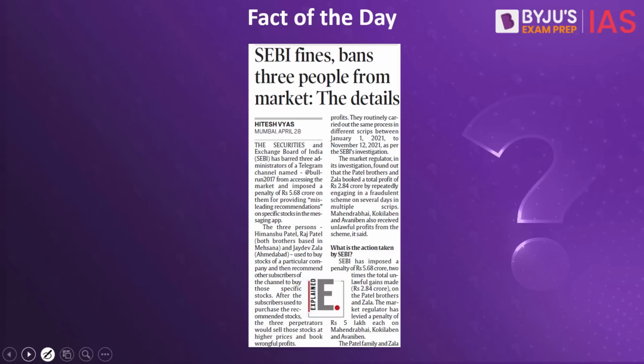The fact of the day for today's discussion is insider trading. Let us try and understand what this concept of insider trading in the stock market is. Before that, let me tell you what happened in this article. Most of us would be asking for suggestions from different Telegram groups, WhatsApp, and so on. What exactly happens of late?